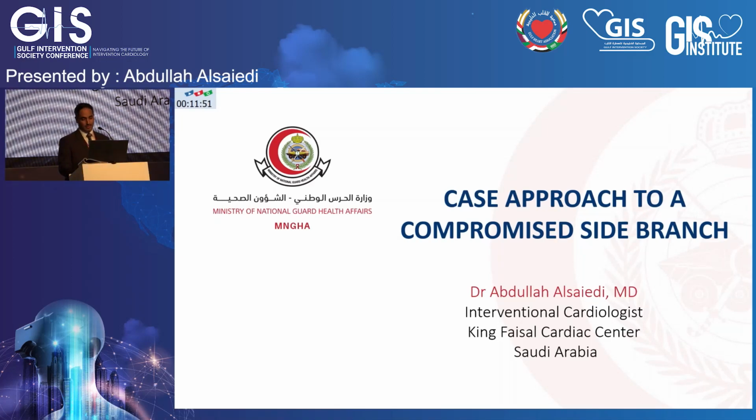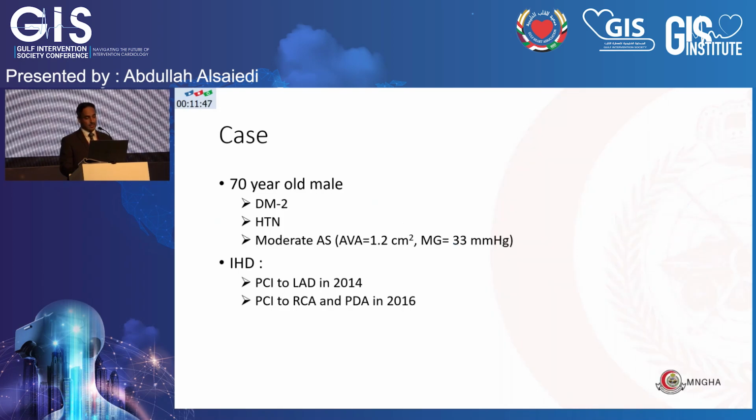So I'm going to talk about case approach to compromised side branch. A 70-year-old male known to have type 2 diabetes, hypertension, moderate aortic stenosis, aortic valve area was 1.2 with a mean gradient of 33 millimeters of mercury. He had actually PCI done to LAD in 2014 and PCI done to RCA and PDA in 2016.